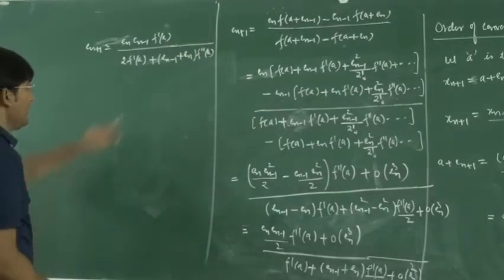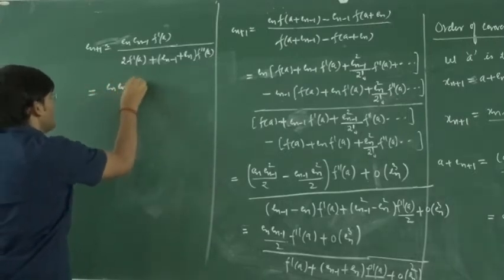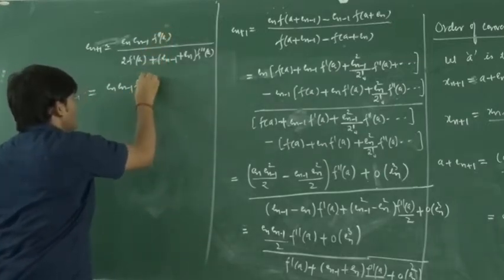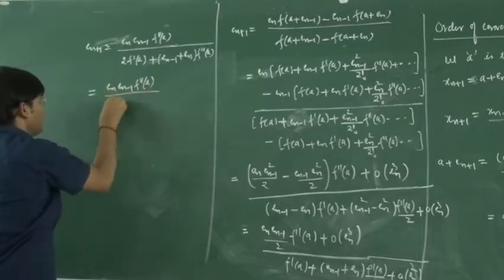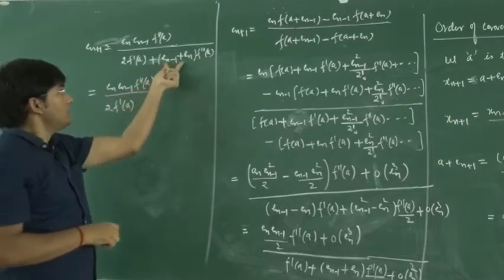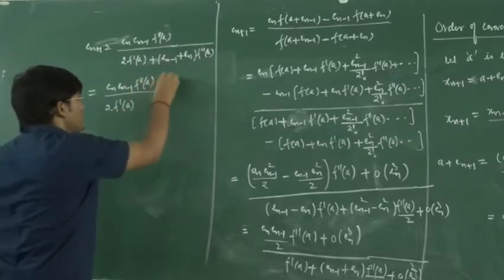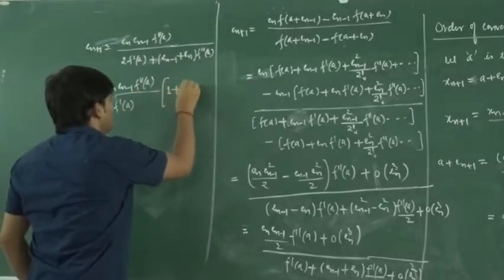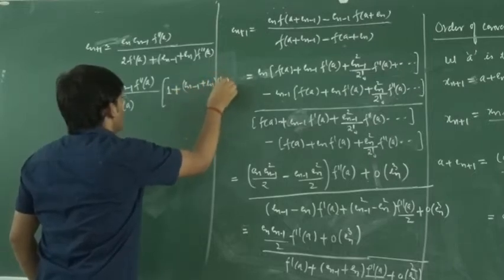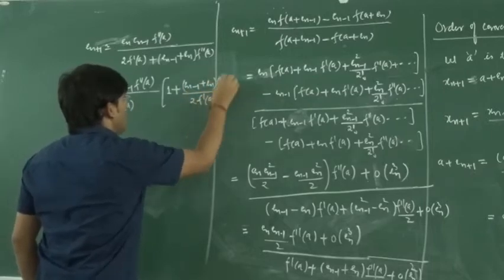Okay. Now if you take this f dash a common, then this is equal to en into en minus 1, in the numerator we have f double dash a, so this is your f double dash a divided by 2 f dash a. Now this bracket will be your 1 plus this en minus 1 plus en f double dash a upon 2 f dash a. Now if you take this term in the numerator, then we will have 1 plus en minus 1 plus en f dash a upon f double dash a upon 2 times f dash a, and the power is minus 1.